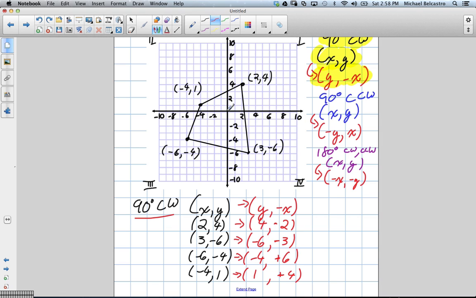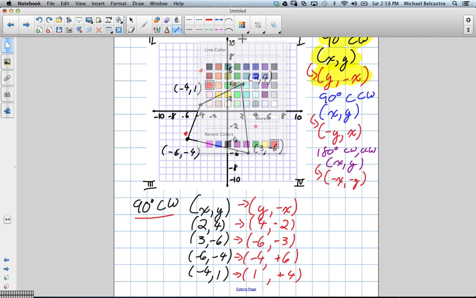This one becomes 4 and negative 2. Well, 4 and negative 2 is here. This becomes a negative 6 and negative 3. So that goes right about, nope, sorry, one more down. What did I do wrong? Oh, and negative 6. So I only went to negative 5. Good eye. The next value becomes negative 4 and positive 6. Okay. And the last one becomes 1 and 4. It's a little different.